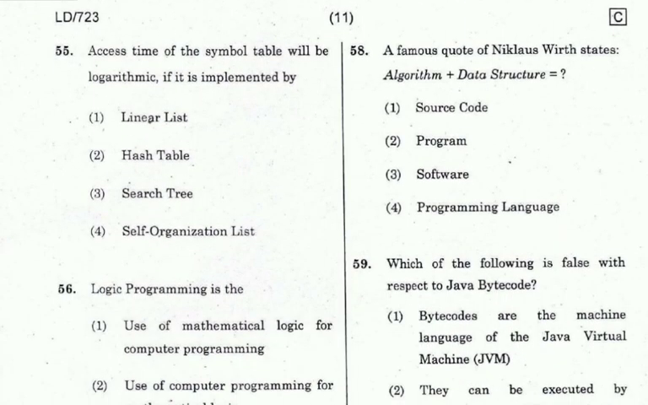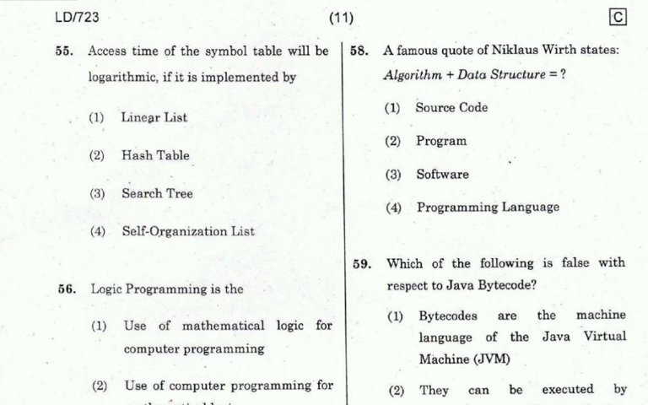Access time of the symbol table will be logarithmic if it is implemented by linear list, hash table, search tree, or self-organizing list? A linear list takes big O of n time for searching, and a hash table provides big O of 1 average access time but not logarithmic, whereas a balanced binary search tree gives big O of log n access time, and a self-organizing list improves frequently accessed items but doesn't guarantee logarithmic time. So option 3 is the correct answer.